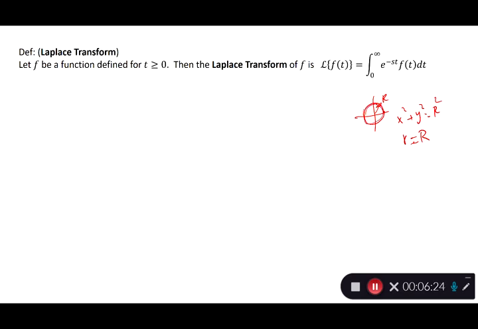Notice how simple this equation is the moment we use polar coordinates as opposed to Cartesian coordinates, right? In the same way, when we take a function of t and transform it into this s using a Laplace transform, certain problems become very, very simple.